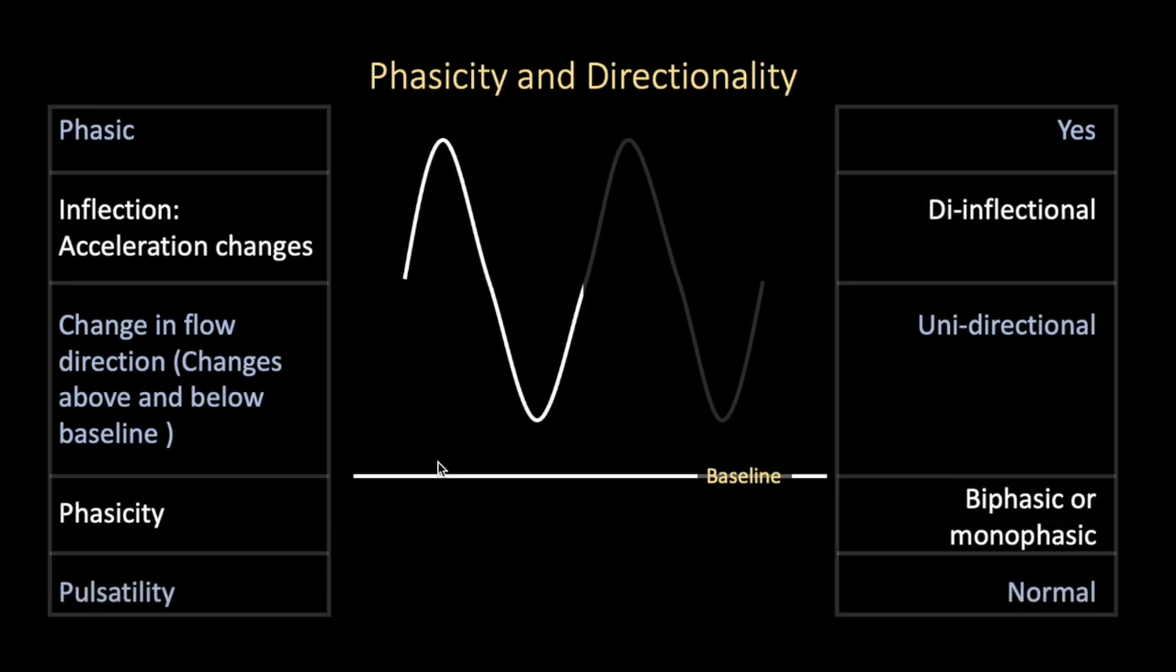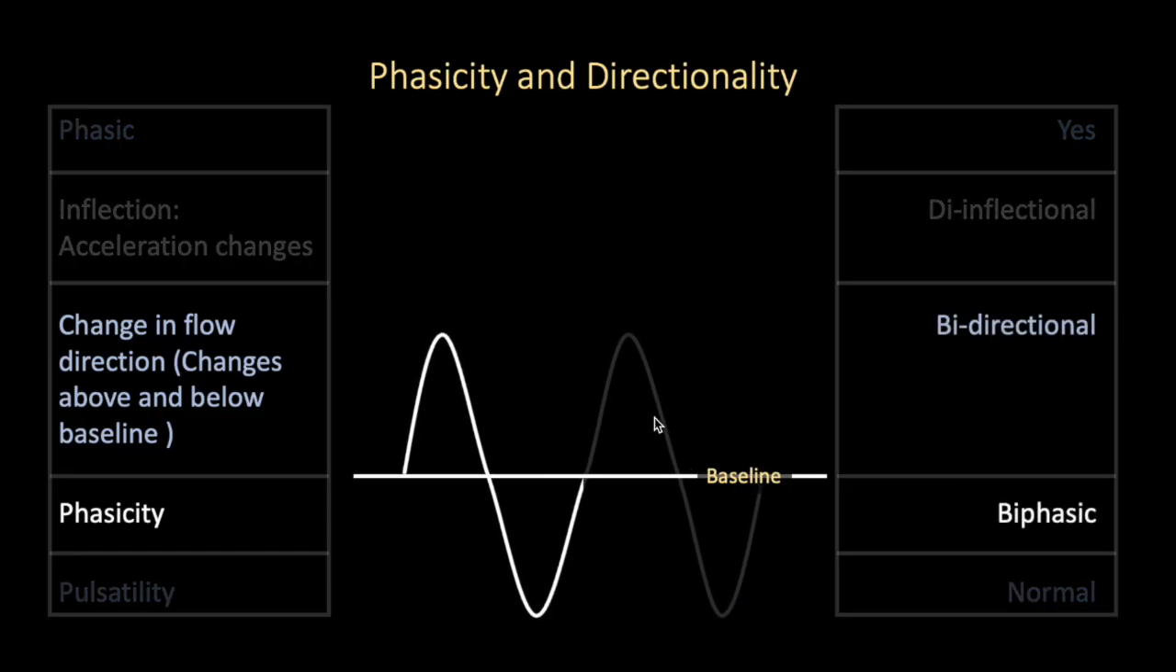And then finally, pulsatility. We look at and say, is this a normal amount of phasicity? That would determine our pulsatility, and in this case here, the pulsatility would be normal. Now let's look at the same waveform and now put it above and below the baseline.